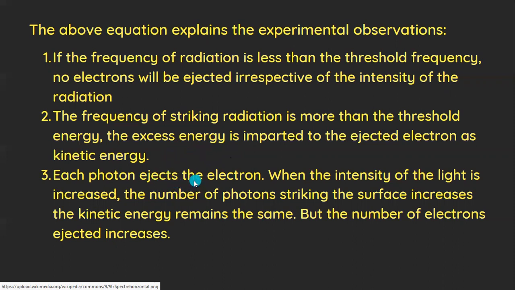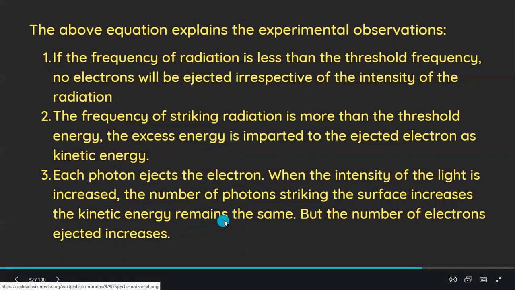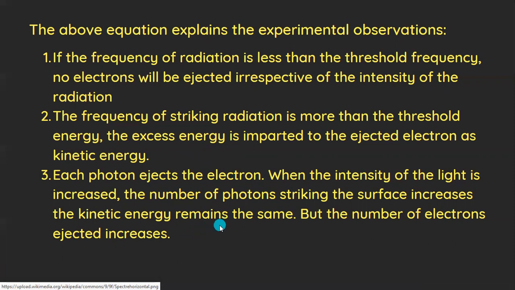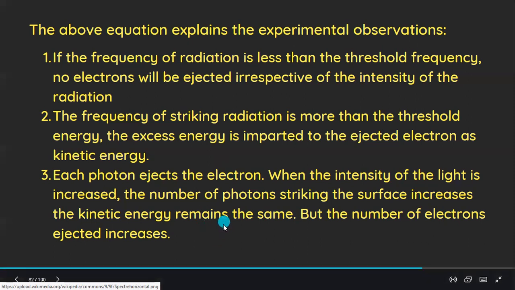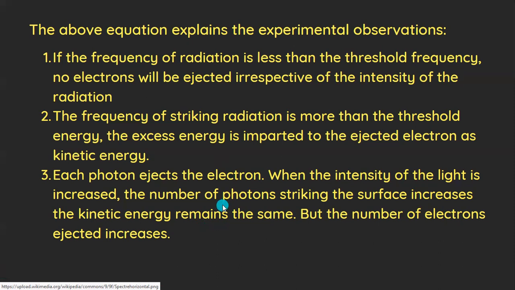Next one, each photon ejects one electron. So when the intensity of light is increased, the number of photons striking the surface increases and the kinetic energy remains the same, but the number of electrons ejected increases. So let's assume on the surface of that particular metal, we are increasing the intensity of the radiation. We are not increasing the frequency. We are leaving the frequency at the threshold frequency, but we are increasing the intensity, then the number of electrons is increasing. That is what was observed in the photoelectric effect.